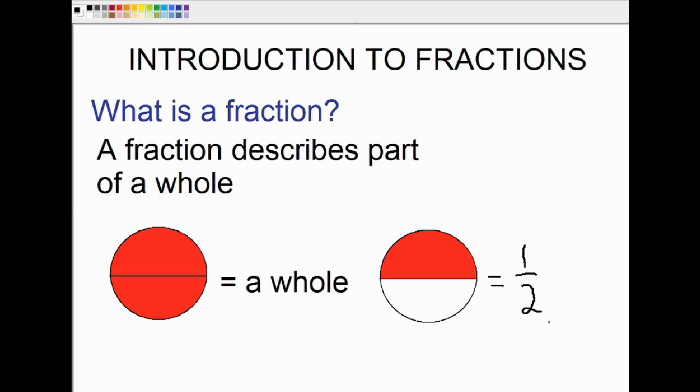So let's talk a little bit about where these numbers come from. And before we talk about where they come from, we're going to talk about what they're called. So we have our bottom number here. This number is referred to as the denominator. And the number that we have at the top is called the numerator.